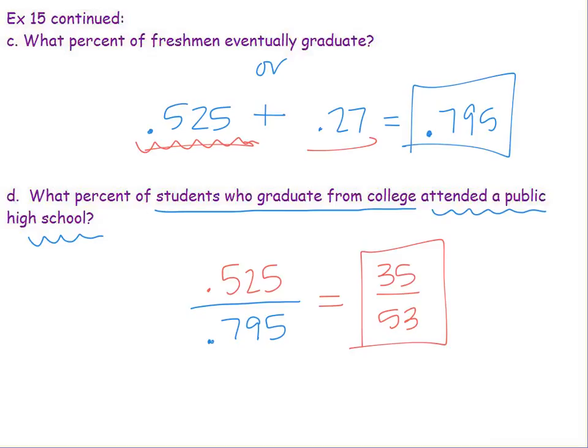So just be careful when you're reading some of those questions, because if they aren't talking about all students, then it's specifically who they're focused on, and it becomes a conditional probability. So that's the end of the first example. Let's look at another example.